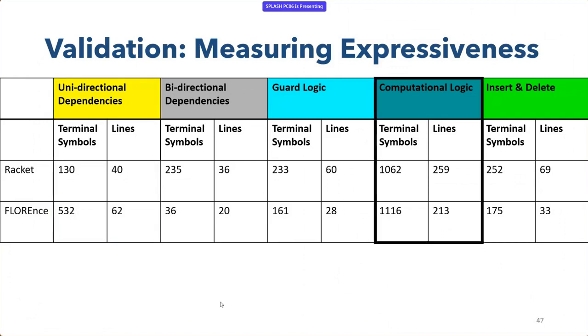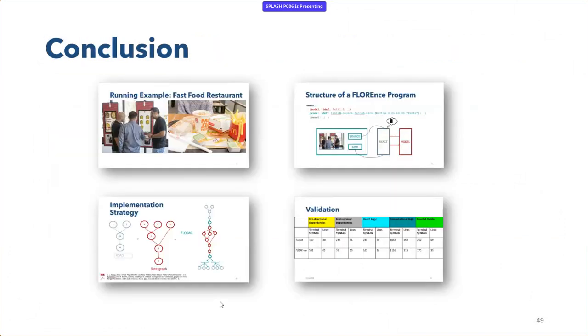Then you have computational logic, where there was not really a significant difference. And then you had the other three categories, where there was a decrease in number of lines and terminal symbols compared to Racket. And this is because FLOREnce takes care of this by using the logical paradigm. So we find that because of this, we succeeded in our goal to combine these two paradigms. So that was my master thesis, in which I created the language FLOREnce, which combines both logic reactive programming with functional reactive programming. Thank you for your attention.